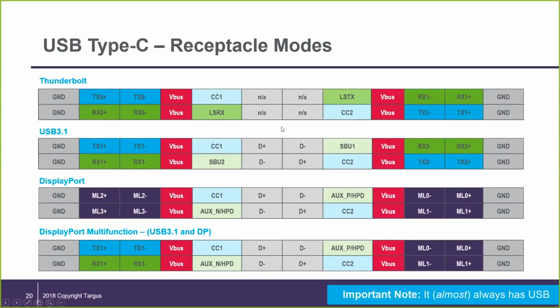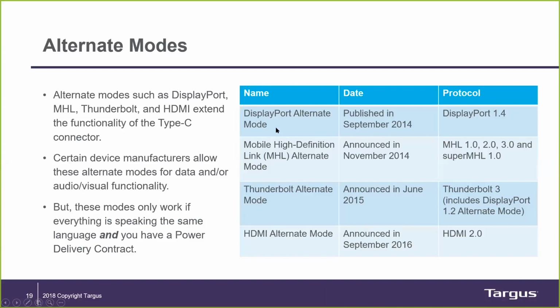And this is the mode I want to cover first, because the DP alternate mode is the one that gets mislabeled the most. It gets called USB-C, it gets called Type-C, it gets called DisplayPort, it gets called DisplayPort alternate mode, and it gets called multifunction DisplayPort alternate mode. And display, and just display.